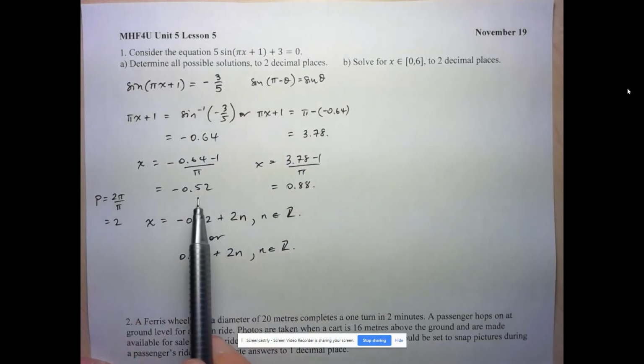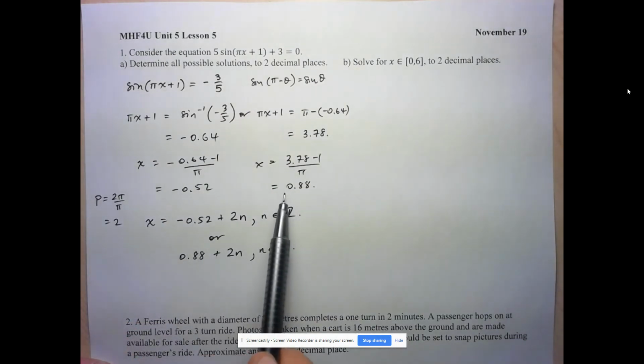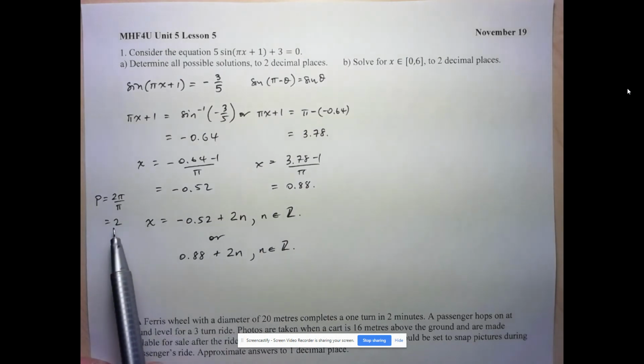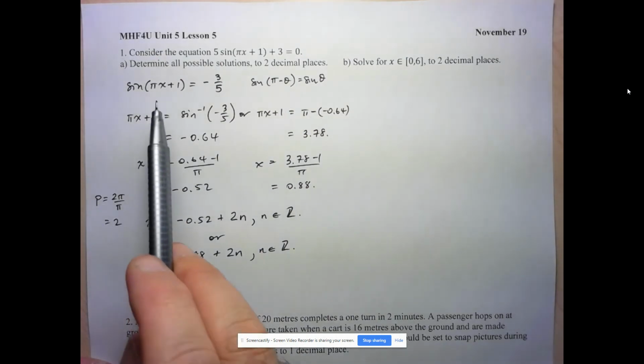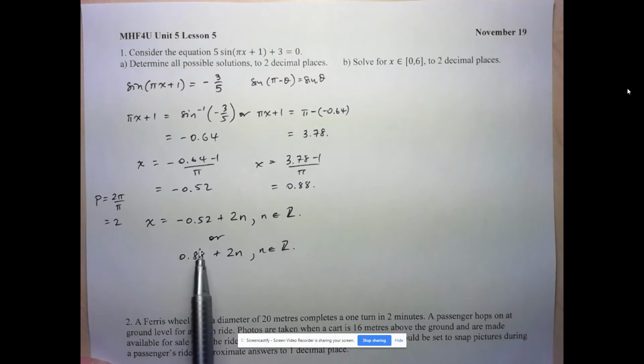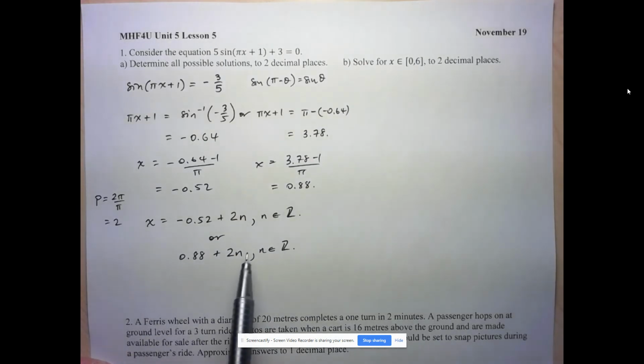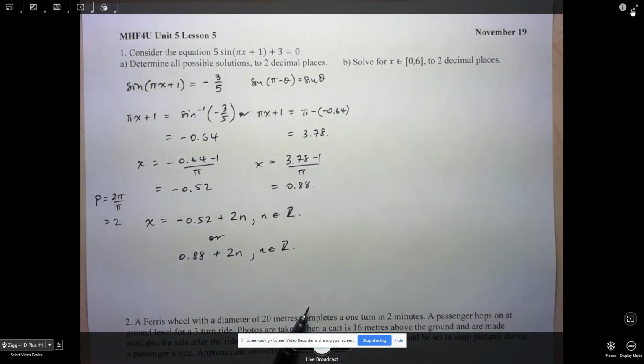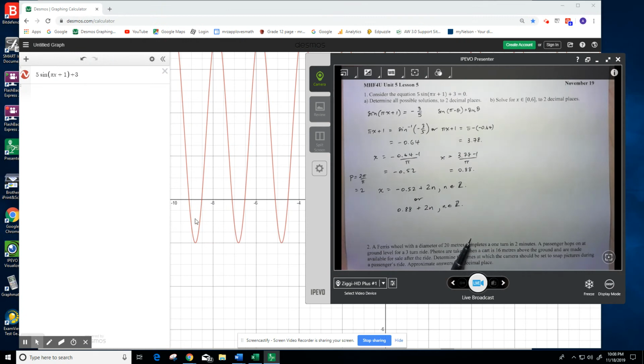And then once I have my two basic solutions, I can just add multiples of the period, in this case 2, to those two base answers. And this is going to produce all my possible answers. Okay, now just to show you that this works, we'll take a little trip to Desmos. I have it already prepared.